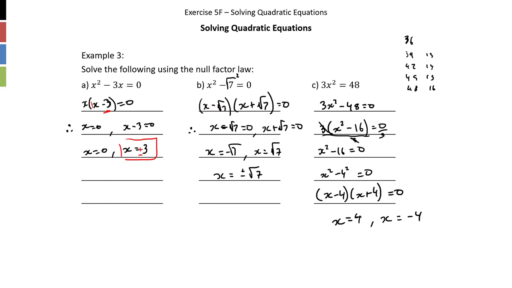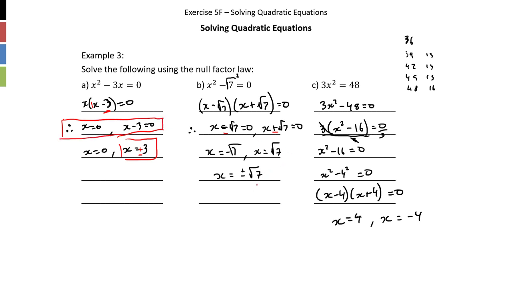When we rearrange it, that means we're going to have a solution of positive root 7. If we have positive root 7 in the bracket, we know we're going to have a solution of negative root 2. So you can shortcut. You don't always need to write out this step here.